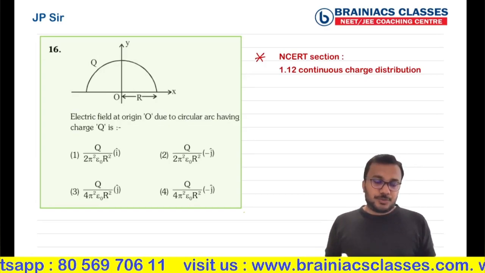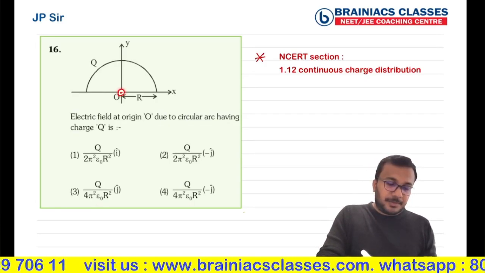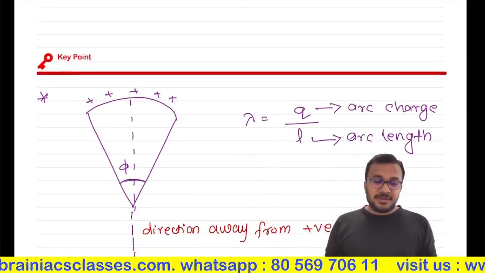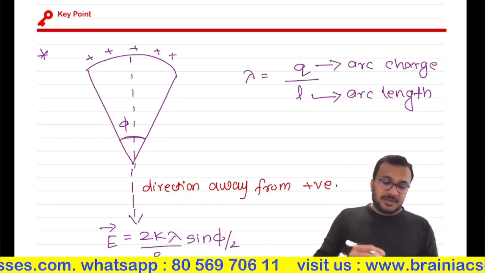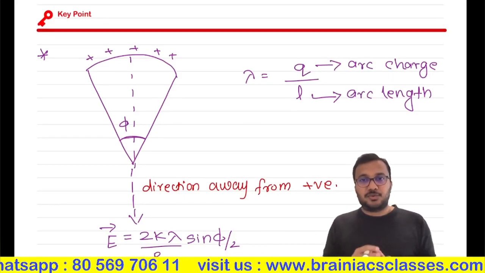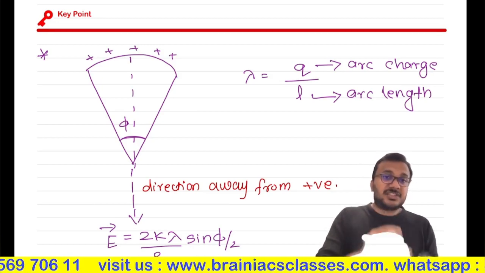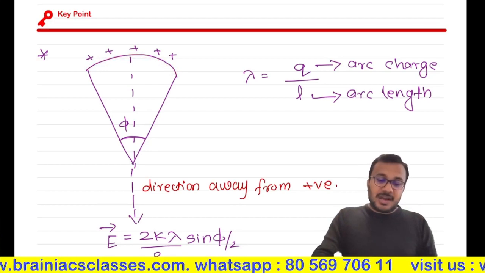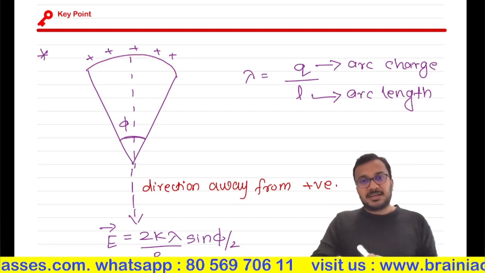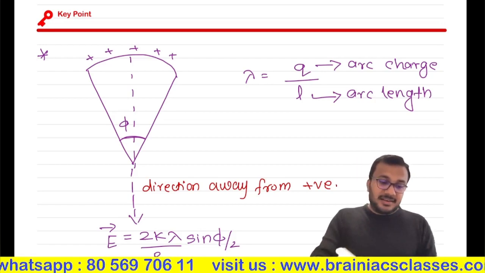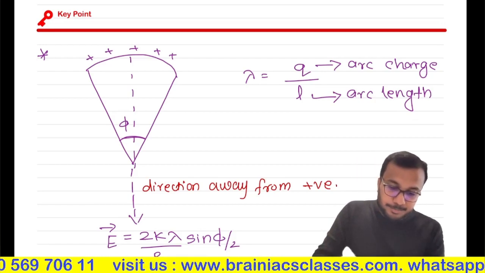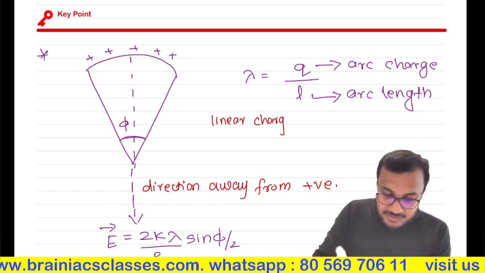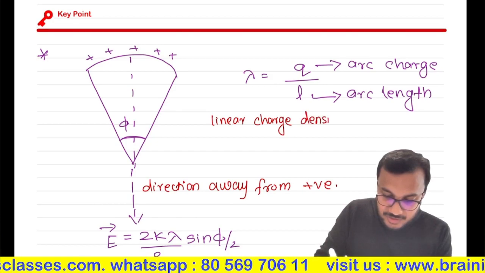Before going on, we need to find the electric field here because of the arc. That is the question. So let's learn some theory. First of all, take an arc whose total angle is phi. This is not a sheet, this is just an arc, just like a string. So lambda equals Q by L. Lambda is called the linear charge density.